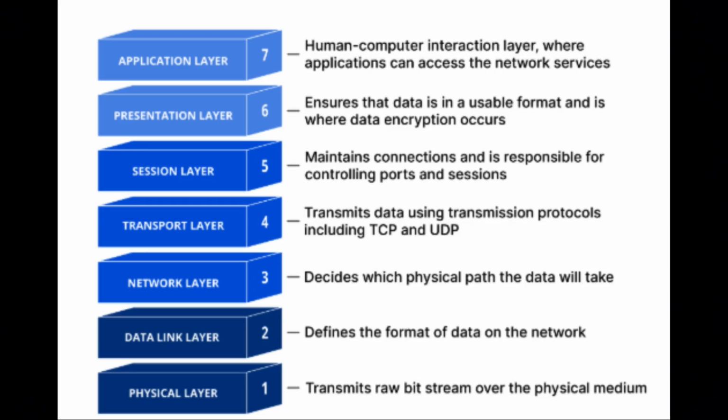The OSI model might sound technical, but it's just a way to understand how data moves from one place to another, step by step, layer by layer. So next time you send a message, stream a video, or make a Zoom call, remember that you're not just clicking buttons, you're navigating through 7 layers of digital communication.